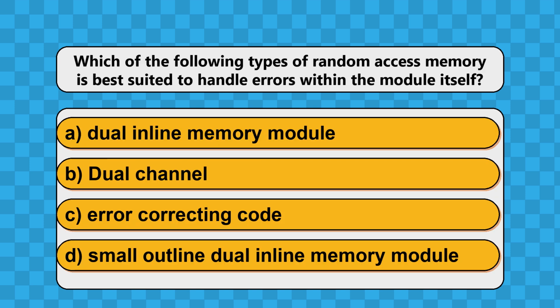Question 9. Which of the following types of random access memory is best suited to handle errors within the module itself? Option A. Dual inline memory module. Option B. Dual channel. Option C. Error correcting code. Option D. Small outline dual inline memory module.